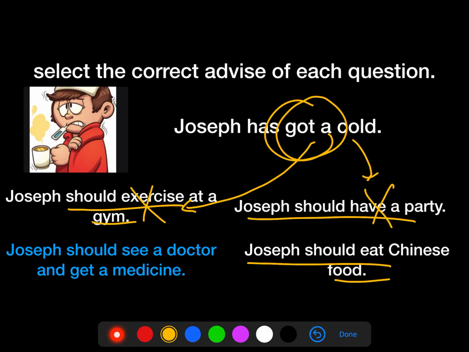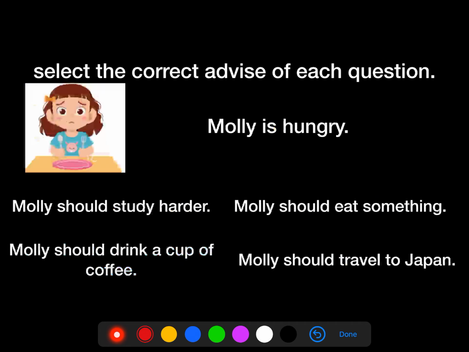Joseph should eat Chinese food. This is the incorrect advice as well because he has got a cold. Then he needs to take some medicine or he has to see a doctor or something. So the answer is this. Joseph should see a doctor and get a medicine. Okay, very good. So what about the last one?